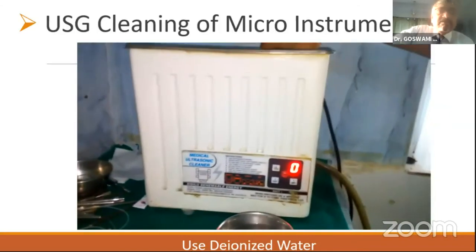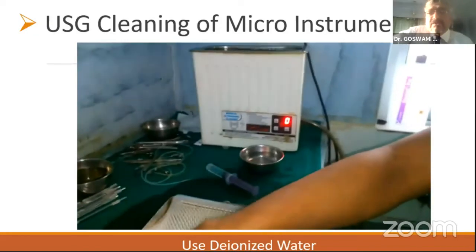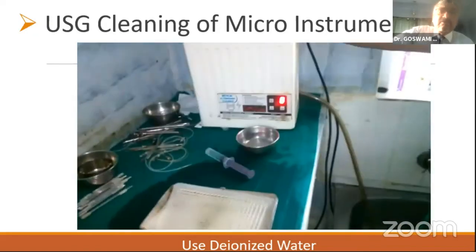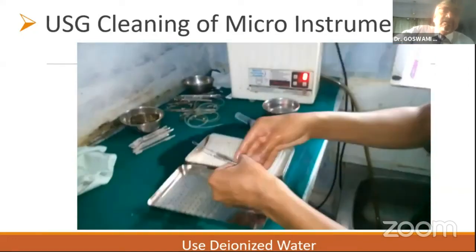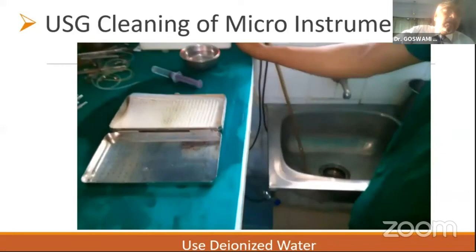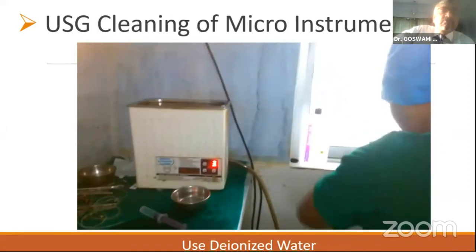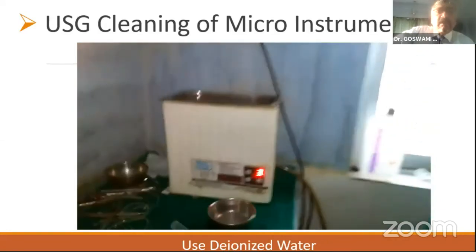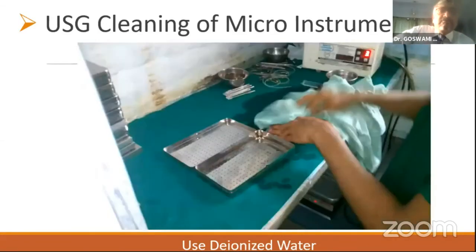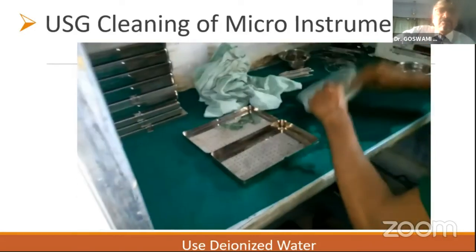The instruments are then soaked in it, and as per the instructions given in the instruction manual of the ultrasonic cleaner, you should clean it as per the instructions given. It's usually 3 minutes. And once the instruments are clean, they should again be washed in deionized water at the end of it, because you want to remove all the leftover surfactant on the surface of the instruments.